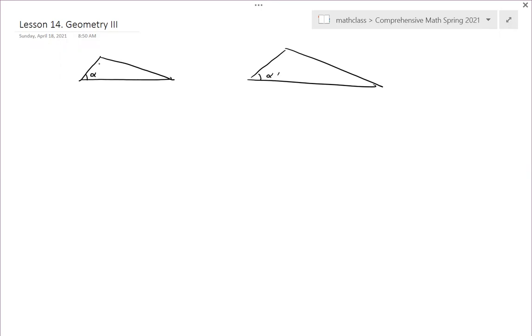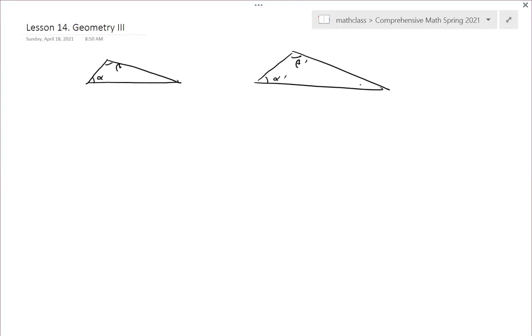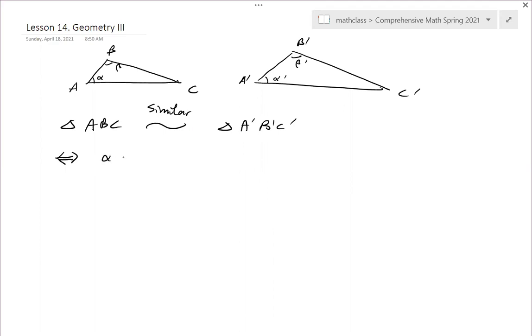Here's alpha and alpha prime, beta and beta prime, and you don't even need to know the other one because the sum of the three angles is going to be 180 degrees. Okay, so for the two triangles, I'm going to use A, B, C and A prime, B prime, C prime. The triangle ABC, with this notation, is similar to the triangle A prime B prime C prime if and only if the corresponding angles are equal.